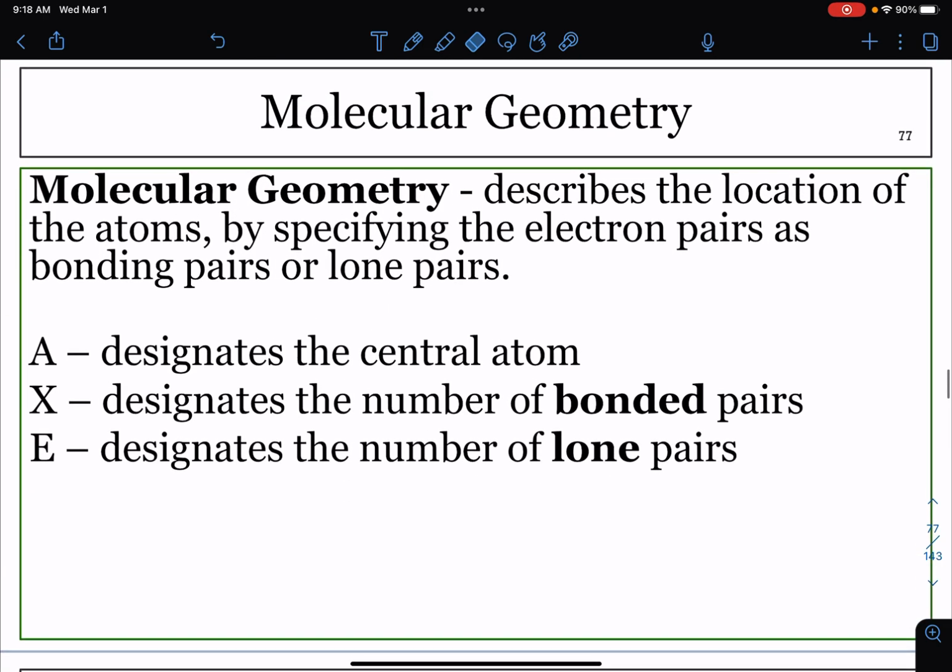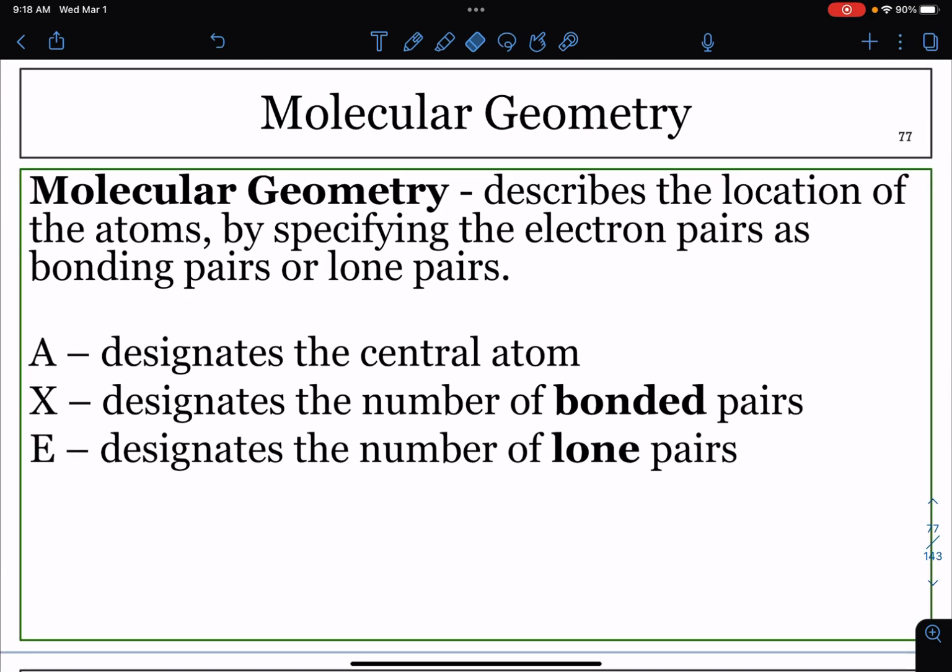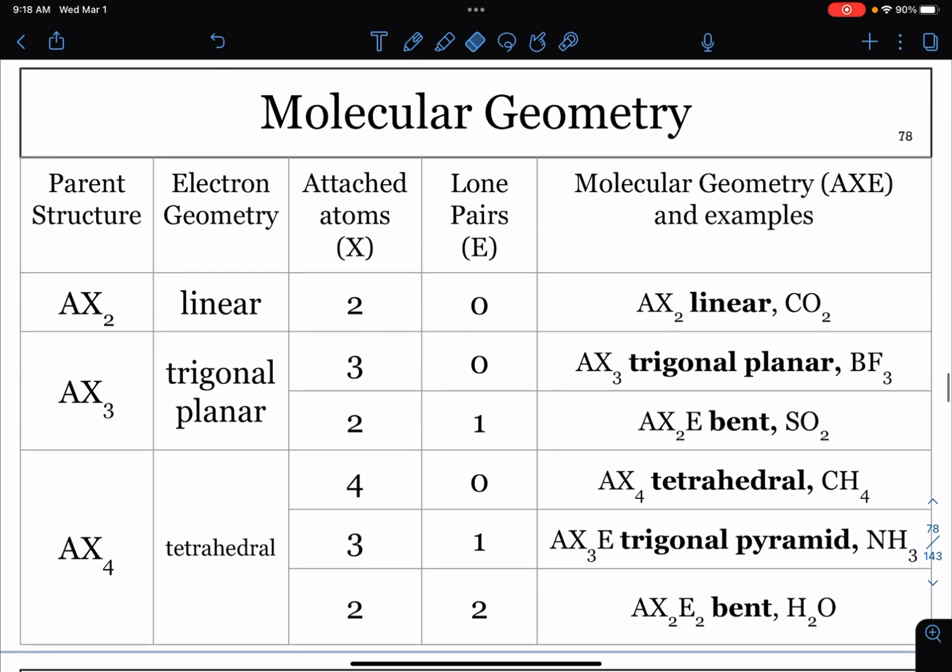But first, let's look at the molecular geometry. So now we're going to look at those electron domains and differentiate them. The A will still mean the central atom. The X will now designate just the number of bonding pairs, or the number of attached atoms, you can think about it. E is now going to designate the number of lone pairs on the central atom. We are only concerned about what is on the central atom. So now our chart looks a little bit different.